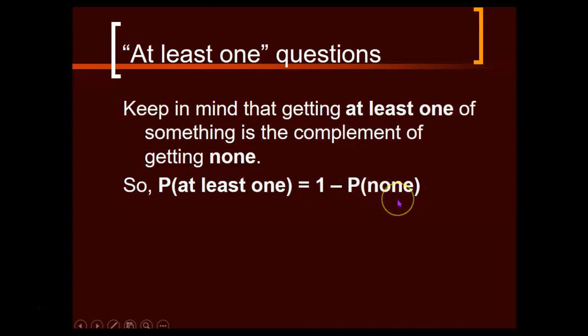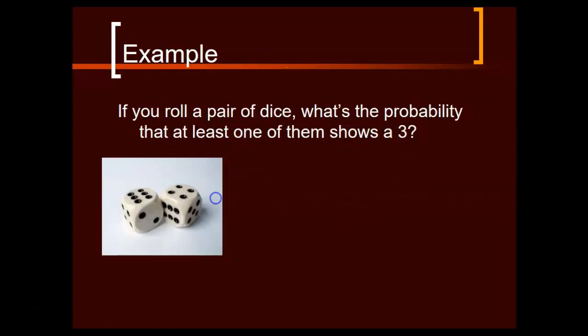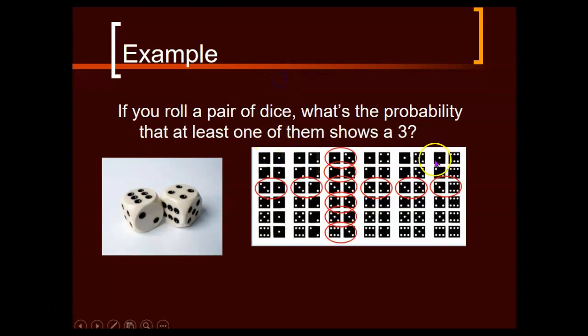It's easier to find the probability that none of them are, that all of them are not. First one's not, and the second one's not, and so on. And then subtract that from 1 to get the probability that at least one is. For example, if you roll a pair of dice, what's the probability that at least one of them shows a 3? Now, we could just answer this directly. Go through and count out of the 36 possible outcomes, how many are there where this happened, where at least one of the dice shows a 3?